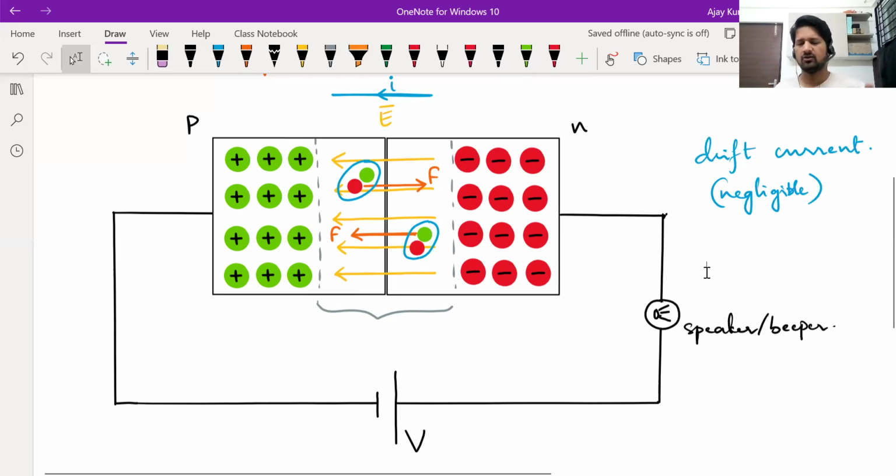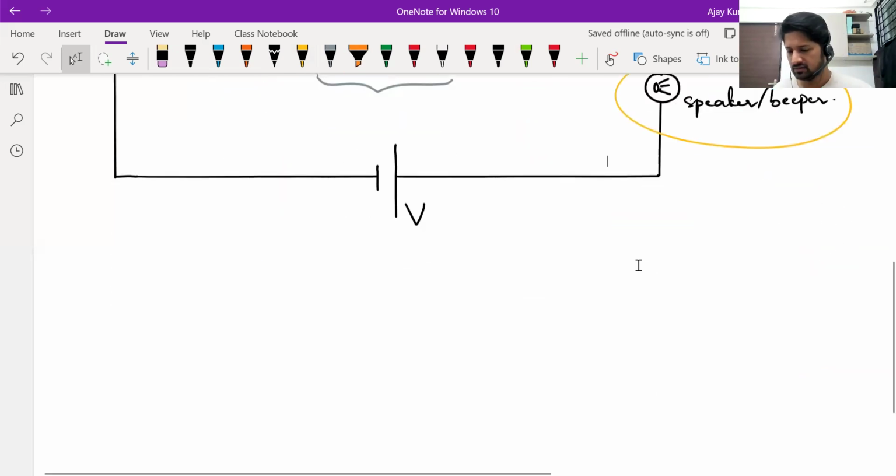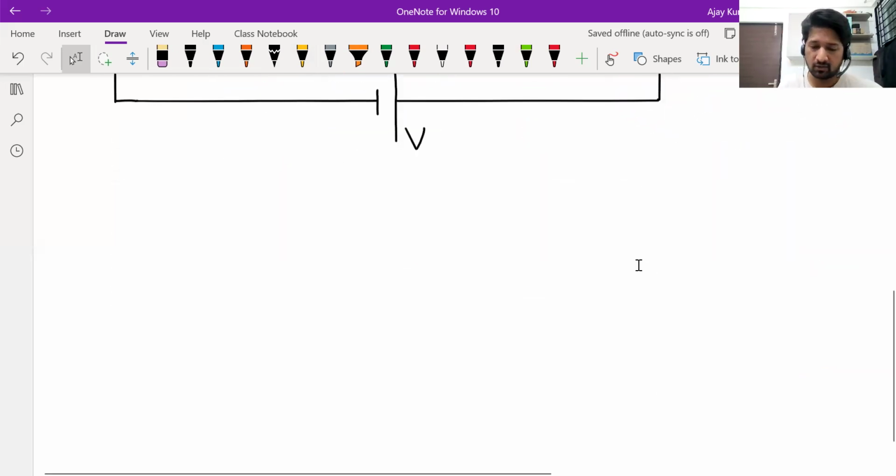So if you consider a normal PN junction in reverse bias, the current through it is negligible. And because the current is negligible, this speaker or beeper that is there will not produce any sound. So you need to increase the production of electron hole pairs to get significant current in reverse bias, and to switch on this speaker or make it produce some sound. Now, how do we increase the number of electron hole pairs?